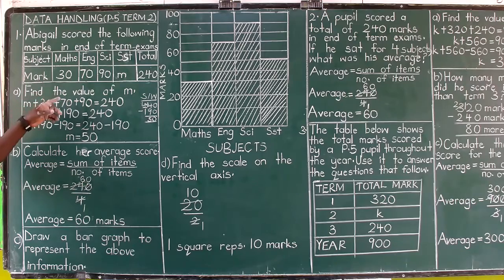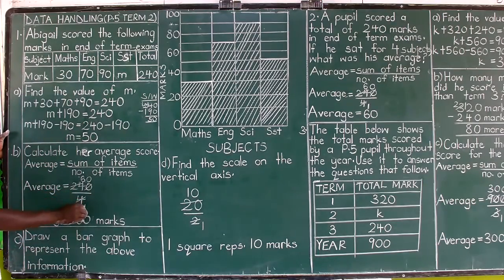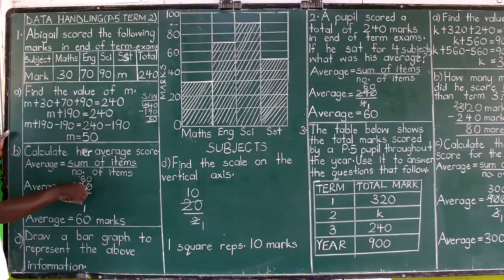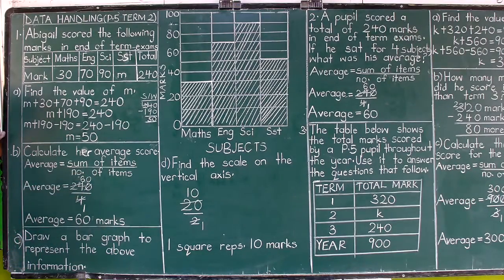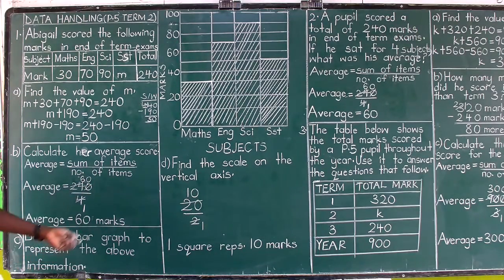Then you count the number of subjects, 1, 2, 3, 4. So you divide it by 4 and say 4 divided by 4 is 1. 24 divided by 4 is a 6. 0 divided by 4 is a 0. So average equals 60 marks. So that's average score. Meaning if she had scored the same marks per subject, each subject will have 60.